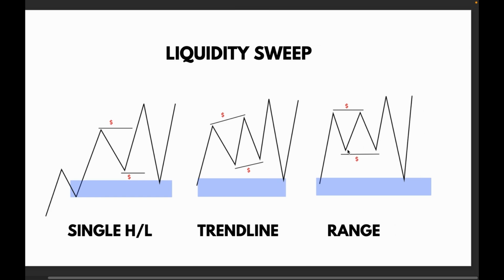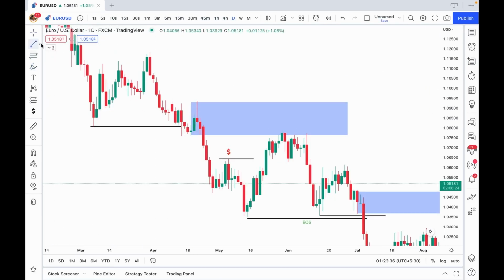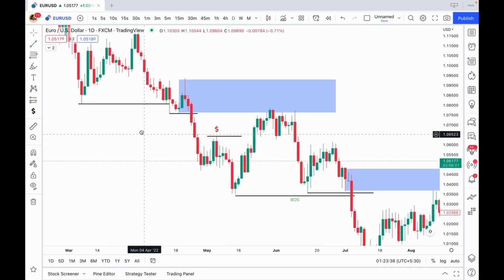Now we will see this on real charts. I have already marked the structure over here. Price broke the structure over here. Again, there was a break of structure over here. So what is this?